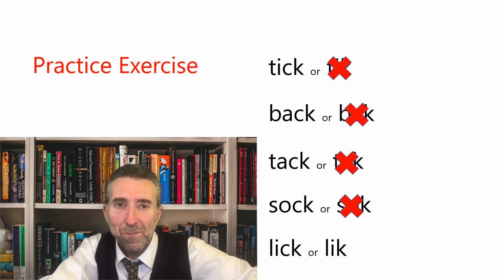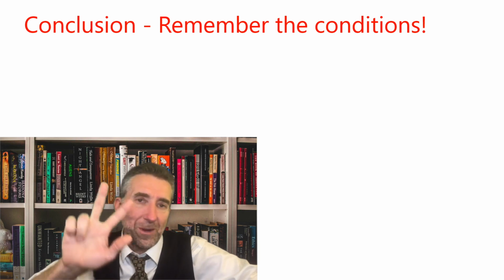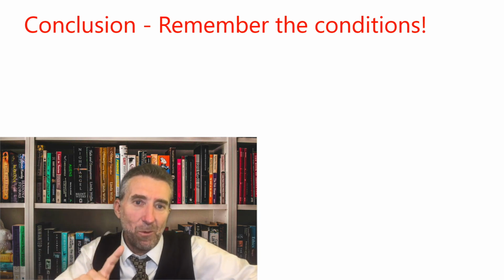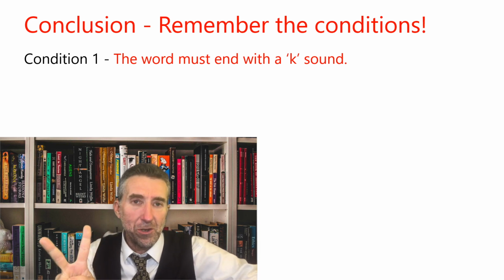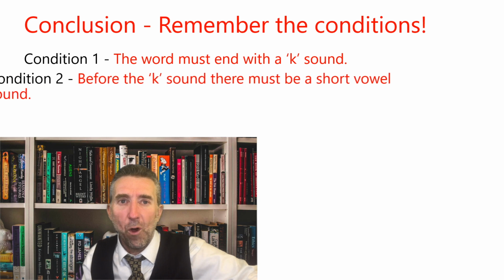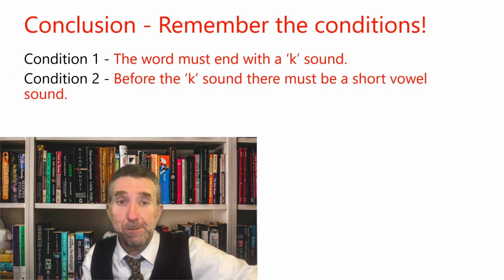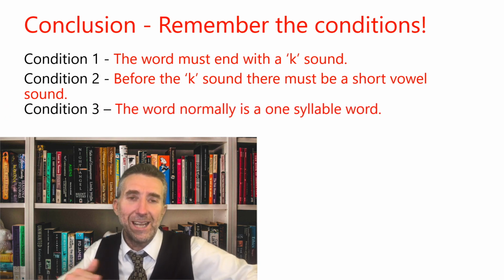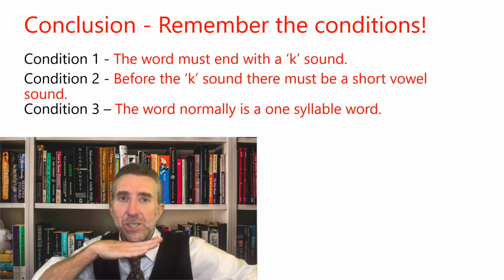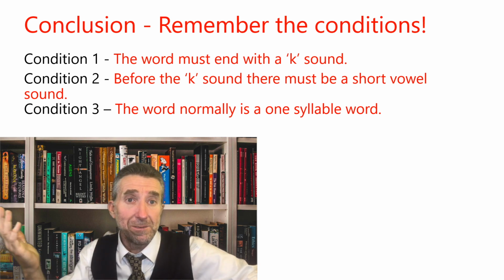Okay, so in summary, remember the three conditions. Condition number one is that the word must end in a k sound. Condition number two, before the final k sound, there needs to be a short vowel sound. And remember, the short vowel sounds are a, e, i, o, and u. And then our final condition to use CK is that it must be a one-syllable word. And remember that technique: when you say a word, put your hand underneath your chin, and how many times your chin goes down is how many syllables it has.